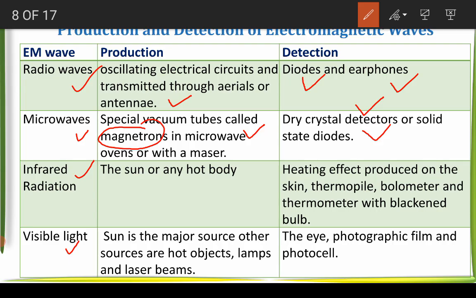Okay. Then we have infrared, known as IR. These are produced by the sun or any hot object. As a matter of fact, IR or infrared is a technical word for heat. So when you are basking in the sun, the heat that you receive from the sun is called infrared.